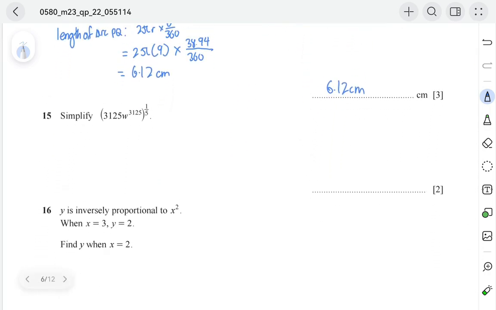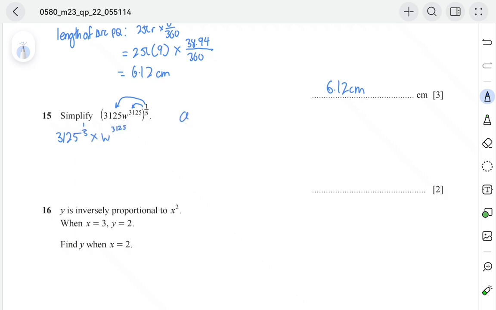Now let's move on to question 15 that asks us to simplify this expression here. Okay, so you know that by indices rule, if we have (ab) to the power n, it's a^n times b^n. So we know that this power here applies to both 3125 and w to the power of 3125. So 3125 times w to the power of 25.